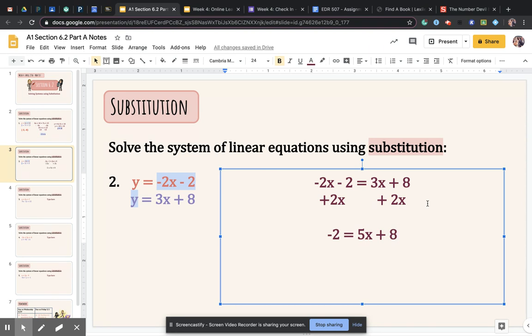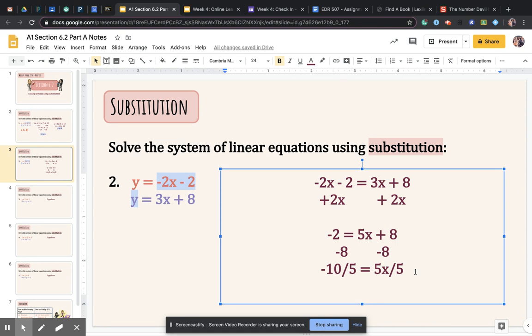And then after that, I can subtract 8 on both sides. And when I finish solving, I get negative 10 is equal to 5x. In this case, I do have to divide both sides by 5. There's really not a real nice way to write that. I'm going to put it like this: divide by 5, divide by 5. Looks a little messy, but there's not an easy way to show that on here.